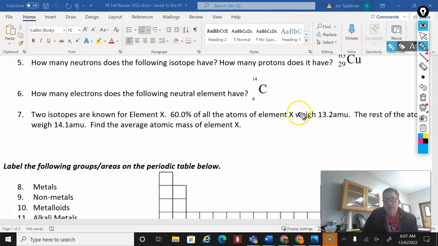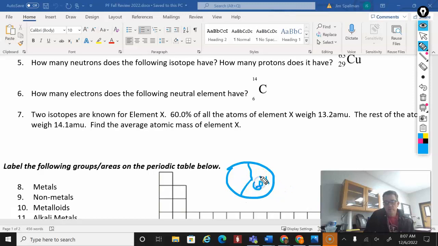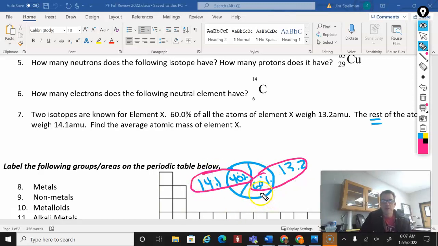All right, let's put all our data together. That's kind of like if we had a pie chart. Here's 60%. So 60% of them weigh 13.2. The rest, notice it doesn't give us the rest percentage, but the whole percent's 100. So if 60% is given to us, then the rest ends up being 40%. So the rest weigh 14.1. Our method for this is we need to multiply these together and get an answer, and then we combine those answers to get everything we need.